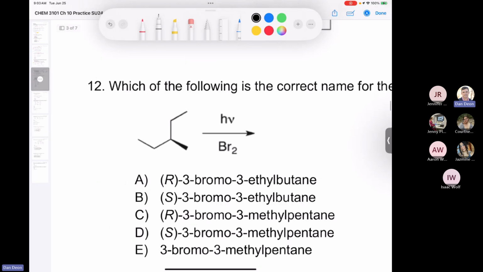Let me ask you guys a question. This is goofy. Is that a chiral center? Anybody tell me what I have circled there? Is this carbon, where the arrow is, a chiral center? No, thanks, Isaac. It's not a chiral center. There's nothing wrong with drawing it that way, but it isn't a chiral center because this is an ethyl group and this is an ethyl group. So it's definitely not a chiral center.